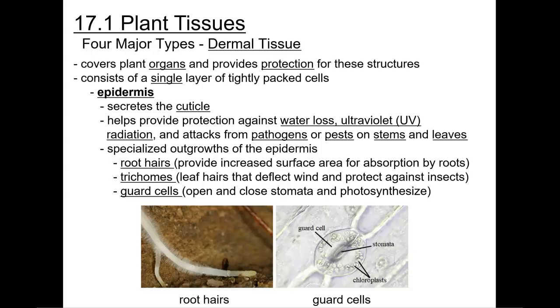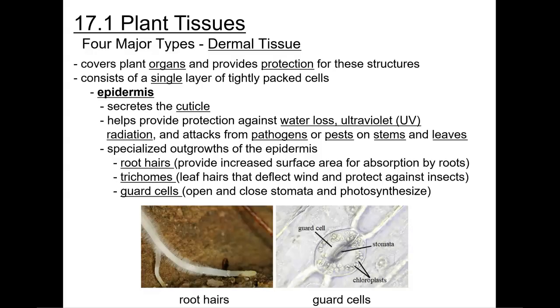It consists of a single layer of tightly packed cells. The first is the epidermis, which is the outermost covering. That secretes the cuticle, which helps to provide protection against water loss, UV radiation, and attacks from pathogens or pests that might go after the stems and the leaves. Specialized outgrowths of the epidermis include root hairs. These provide increased surface area for absorption by roots. This is in the ground, in the soil.